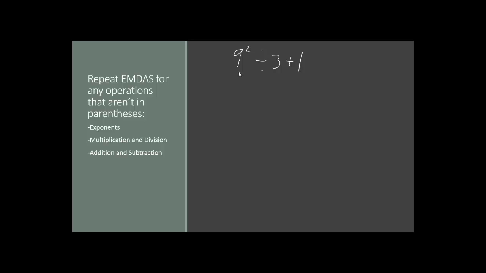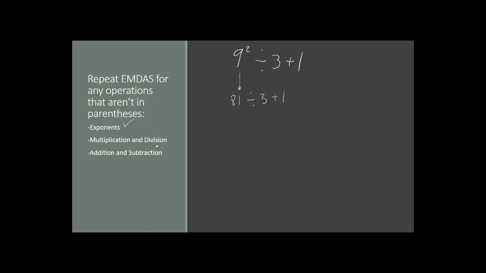With this expression, we're just going to now repeat the order of operations for anything that is not in parentheses. We begin again with exponents. We have 9 raised to the second power, which is just 9 times 9, and 9 times 9 is 81, divided by 3, plus 1.